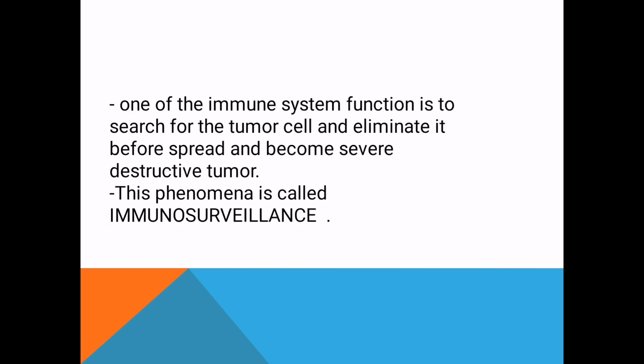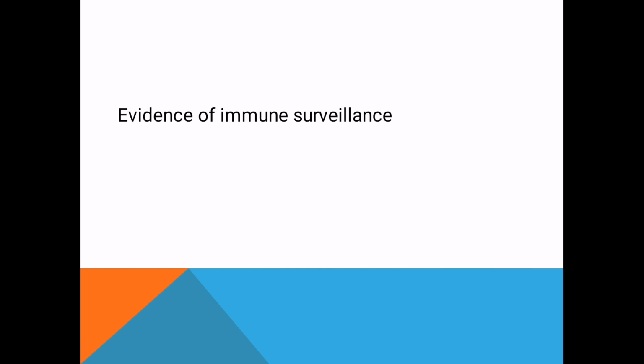So, one of the functions of the immune system is to search for tumor and to eliminate this tumor cell before it spreads and becomes a severe and destructive tumor. Okay, and we call this immunosurveillance. So immunosurveillance means مسح. Okay, immunosurveillance is the process by which the immune system searches for tumor cells in all of the body and eliminates these tumor cells before they spread and become destructive.